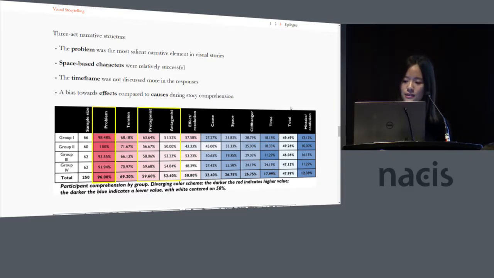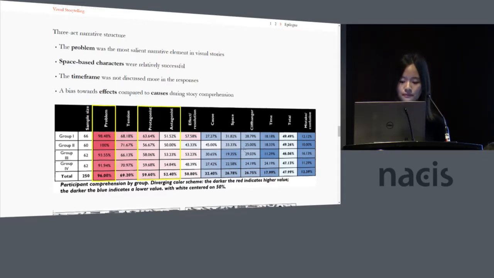And the last finding is really interesting, as there was a bias towards effects compared to causes during story comprehension. The one in the middle, this light color one, is the effect. Nearly half of the participants could understand the effects or result of the story, but only 1/3 of them could understand the cause. So it's an interesting finding. Actually, the user is more focused on the effect or result than the cause of the story.